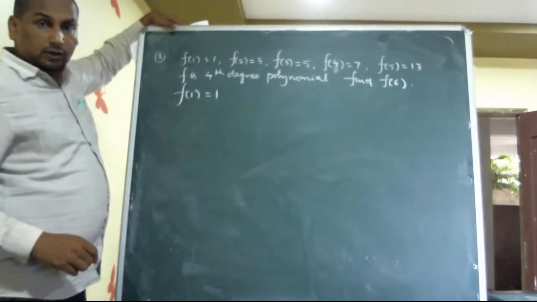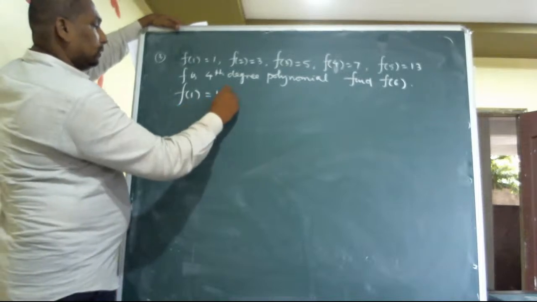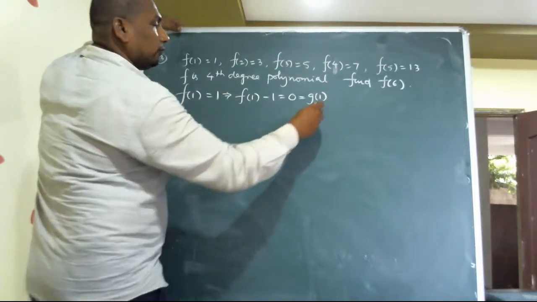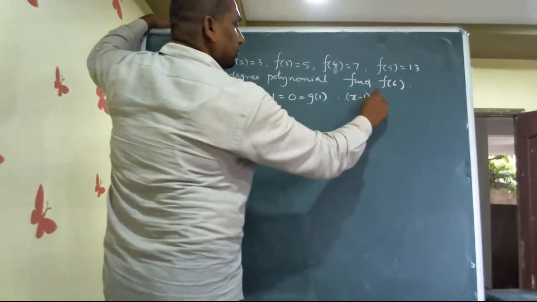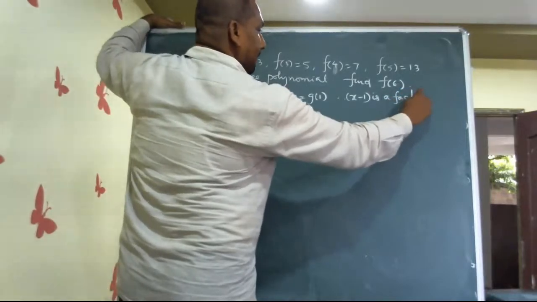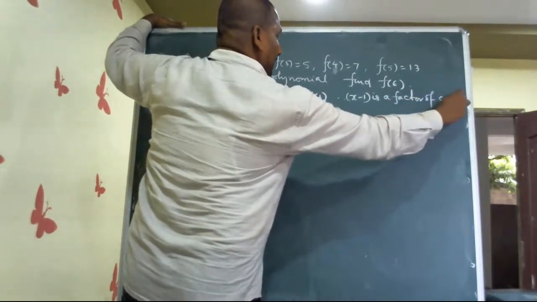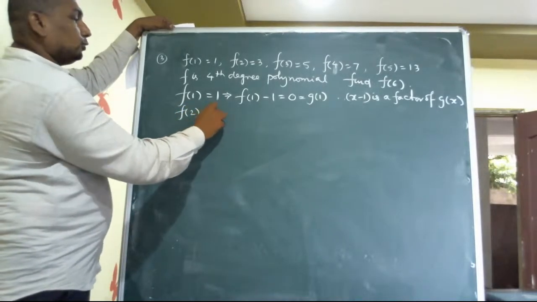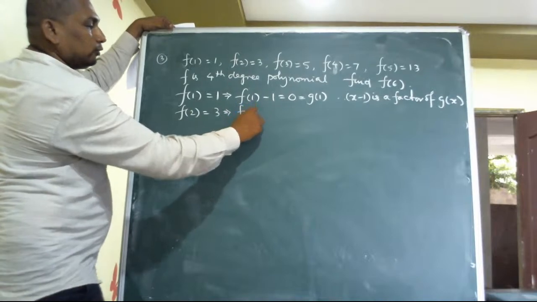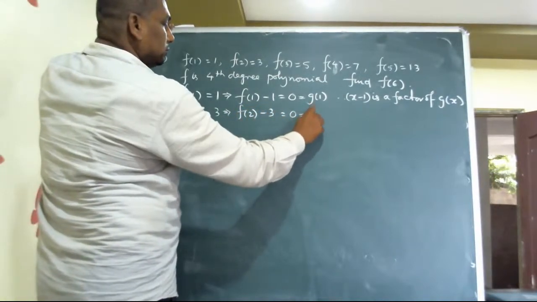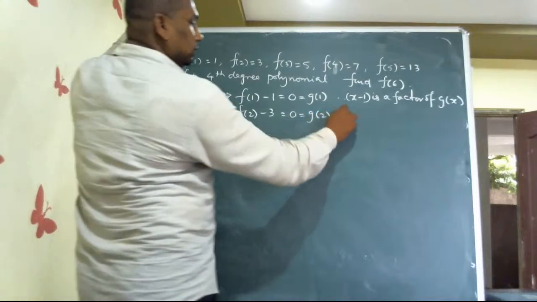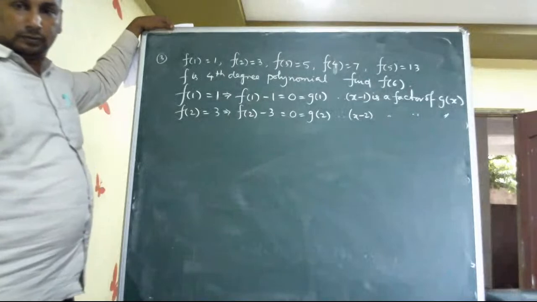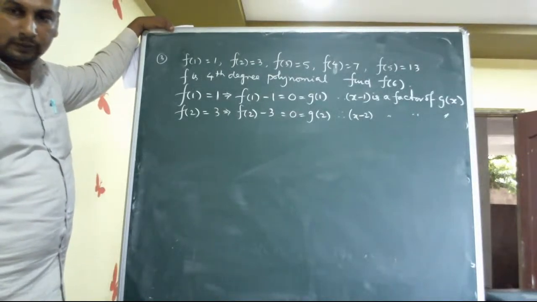So, f of 1 is equal to 1. F of 1 minus 1 is equal to 0. Let it be g of 1. Therefore, x minus 1 is a factor of g of x. F of 2 minus 3 equal to 0. Let it be g of 2. So, therefore, x minus 2 is a factor of g of x.